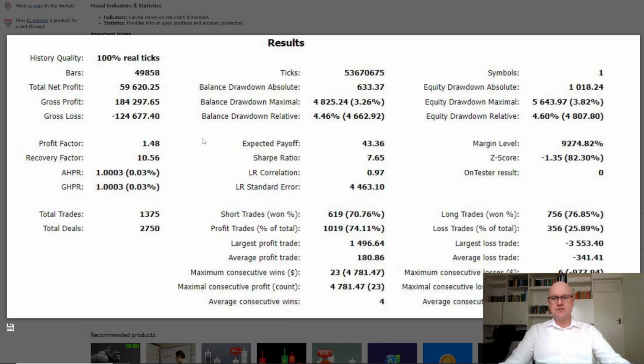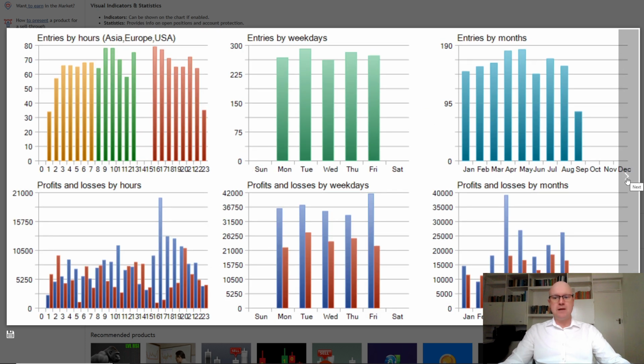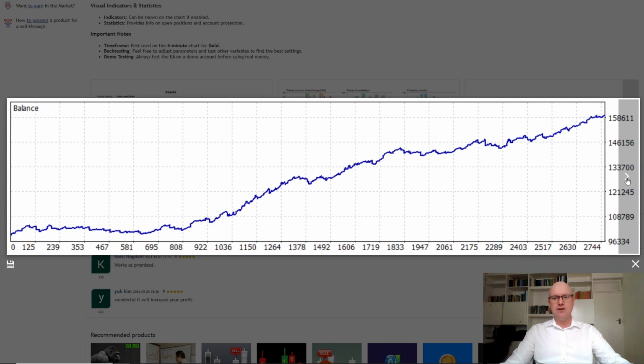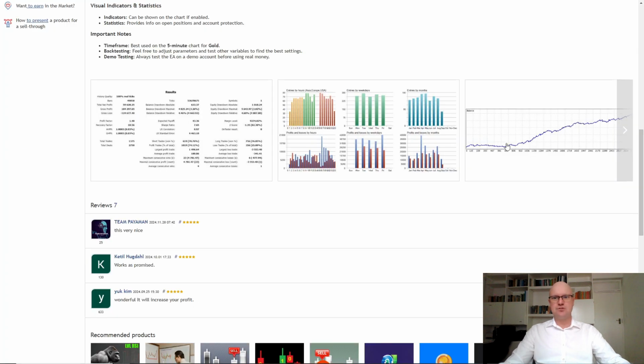If we look at his results, he shows a very good profit factor of 1.48 with a high win rate of 74%. He did place a high quantity of trades, over 1300, but the robot is highly customizable, meaning you will be able to set it up the way that you would like to trade.